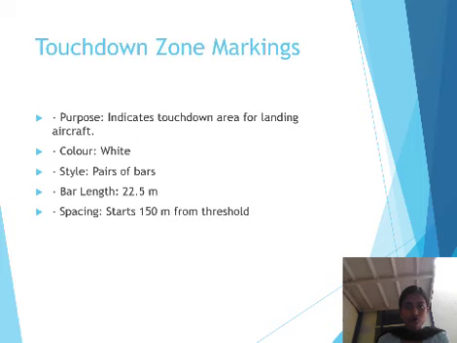So next goes to touchdown zone marking. It indicates the area for landing aircraft. The color is white and the style is pairs of bars. The bar length is 22.5 meter, and the spacing of the bars is 150 meter from the threshold.